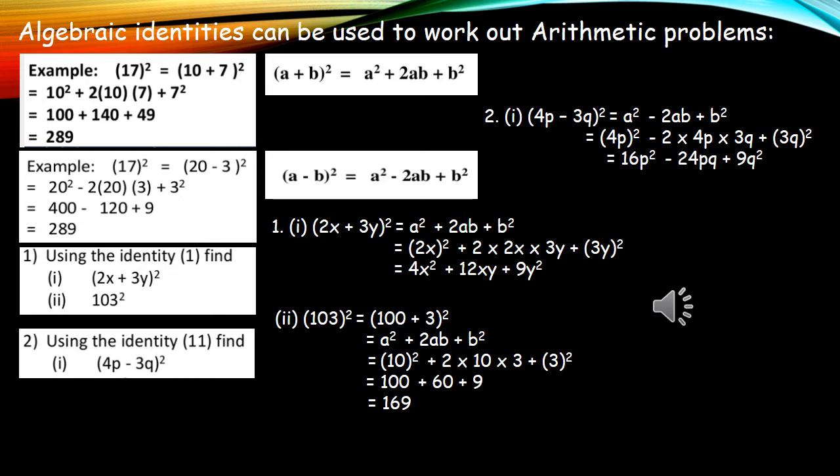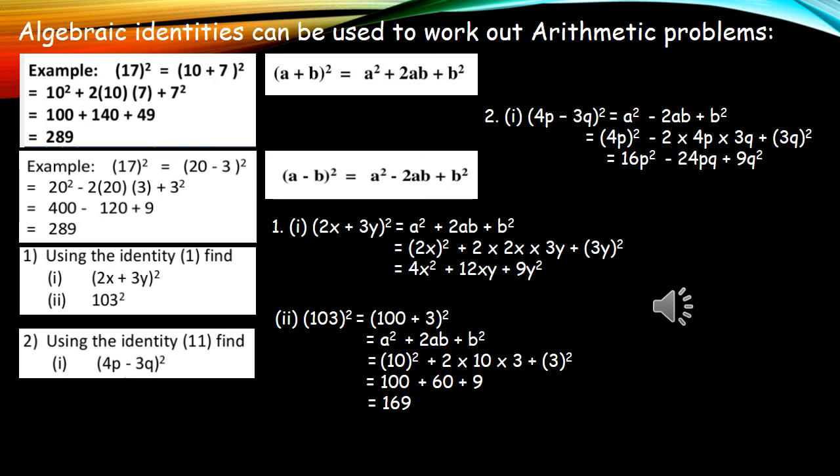Similarly, 103 whole square can be broken as (100 plus 3) whole square. Here A is equal to 100 and B is equal to 3. As A square plus 2AB plus B square represents (A plus B) whole square, we can write 100 whole square plus 2 into 100 into 3 plus 3 whole square, which gives us 10000 plus 600 plus 9.